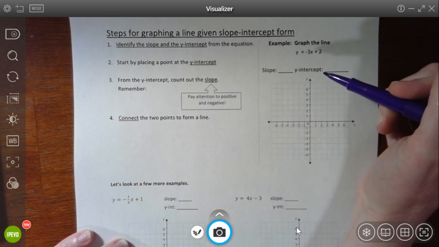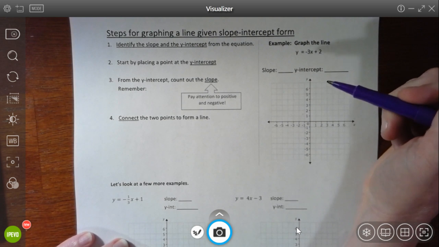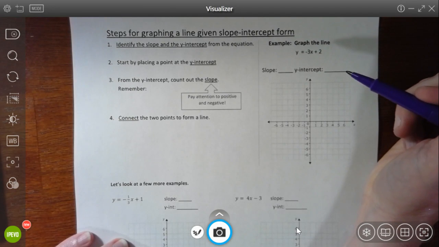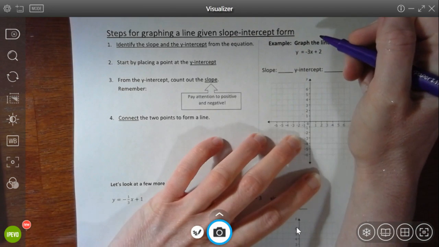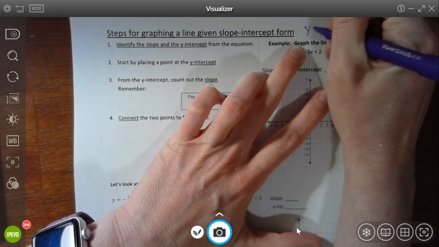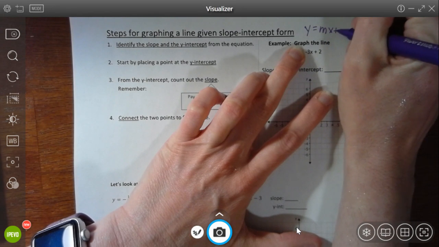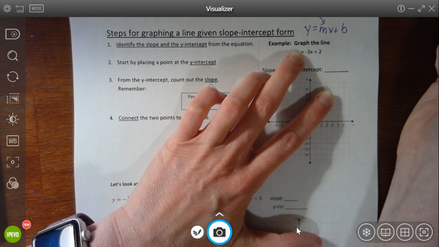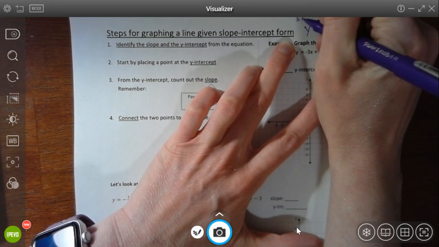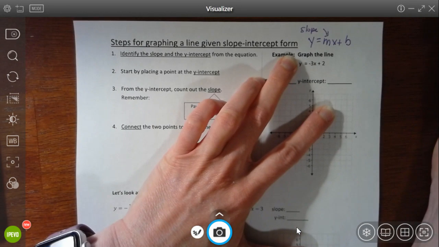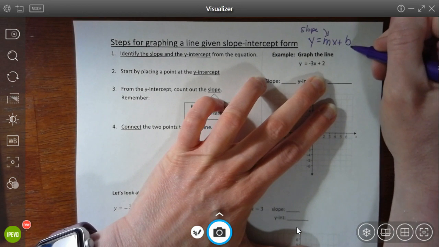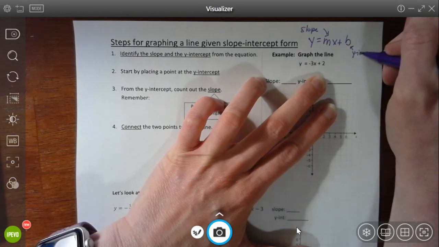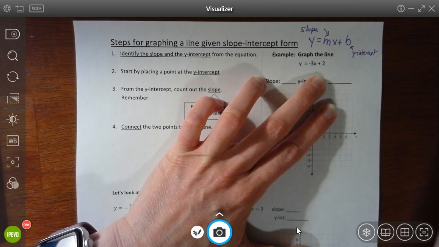So today we're going to look at how we can draw the graph of a line given our slope-intercept form. And remember that slope-intercept form is y equals mx plus b, where m is our slope, and that's always the value in front of the x. And the b is what we call our y-intercept, and that's where the line will cross the y-axis.